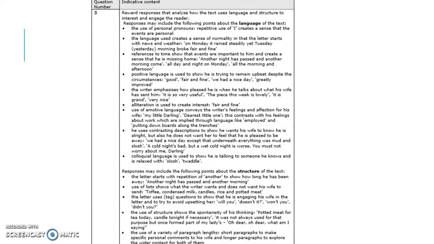Now here's the mark scheme that the board have created for this paper and for this question. You can see here all of the different sorts of examples that could be included for language and then for structure. Of course the examiners are told to credit any reasonable response that you make, so you might come up with some ideas that aren't included here, and as long as they show that you're thinking about the text and they're accurate, you will be credited for them.